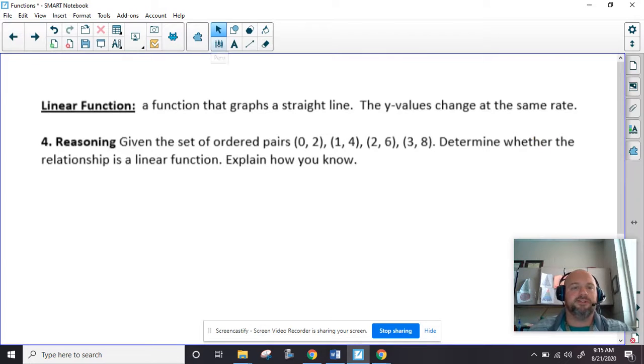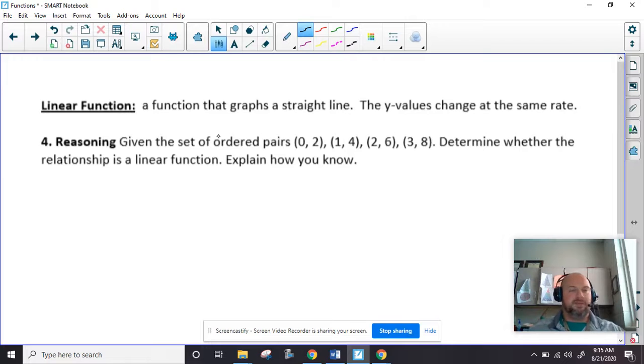So a linear function. Those who came through the Algebra for Mastery program, you had a problem like this, and some people got it, some people didn't. All right. Again, yeah, it makes a straight line. That linear line. All right. The Y values change at the same rate. So this is what we need to look at. Let's just pull out our Y values here. All right. So we got 2, 4, 6, 8.